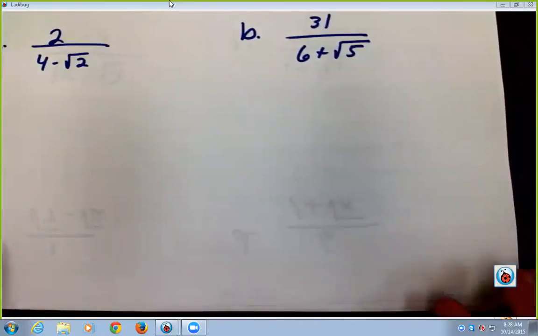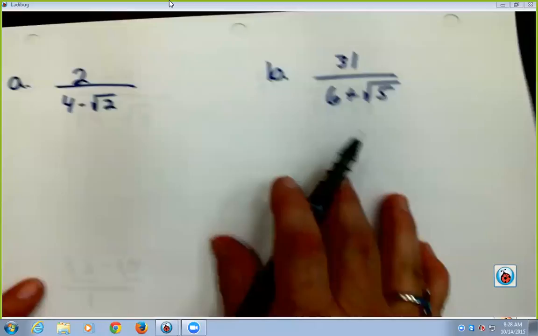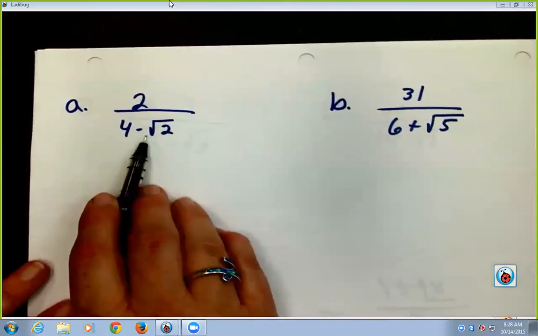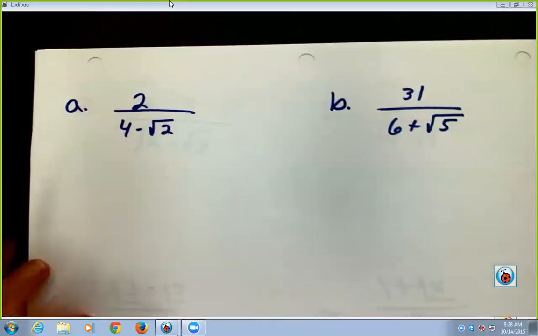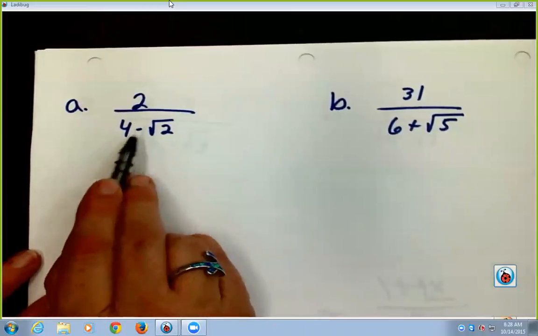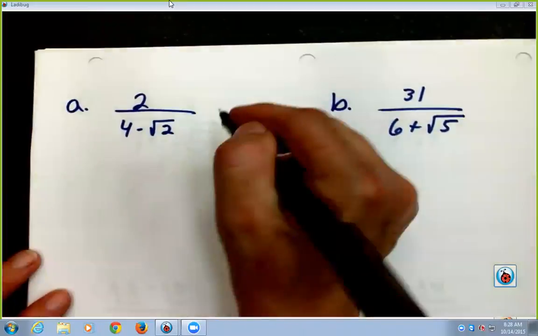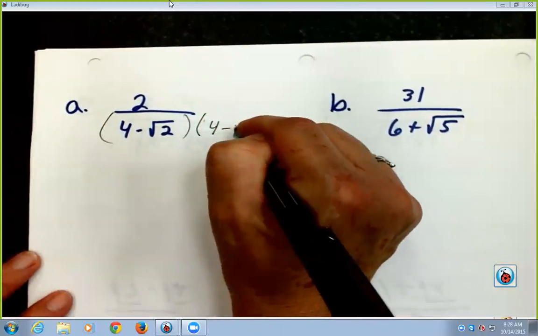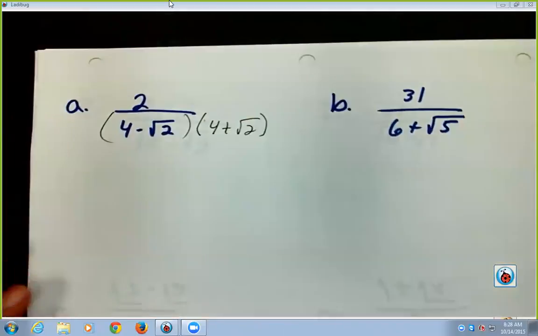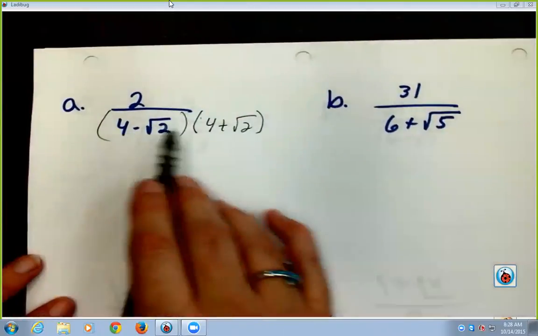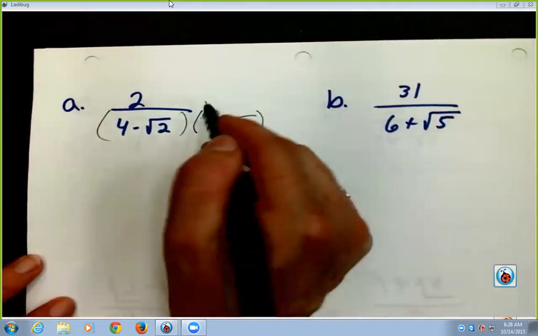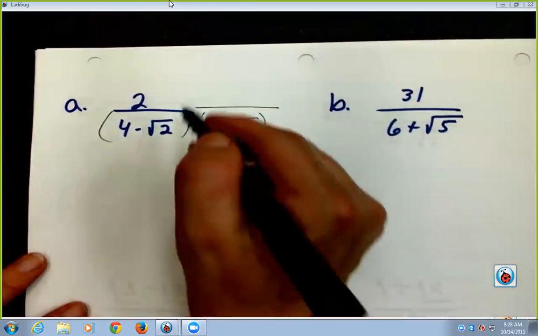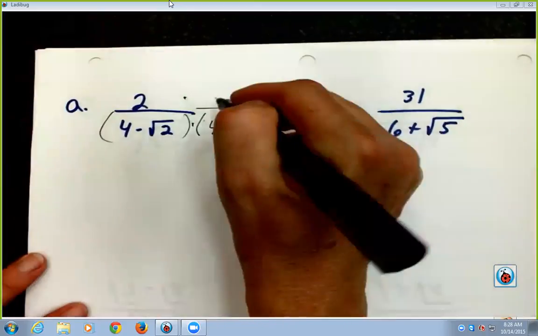So let's take a look at some here. What would be the binomial I would multiply by this thing? Well, it's a minus. This is a and this is b. So I would take the bottom and multiply it by 4 plus the square root of 2, because getting that opposite piece in there is going to make my middle stuff go away. And again, whatever I did to the bottom, I also need to do to the top.